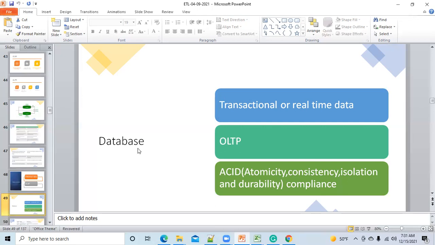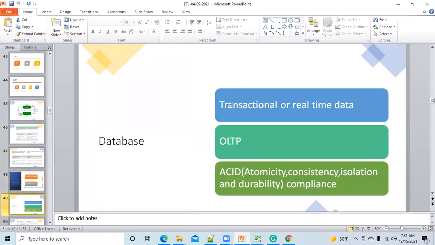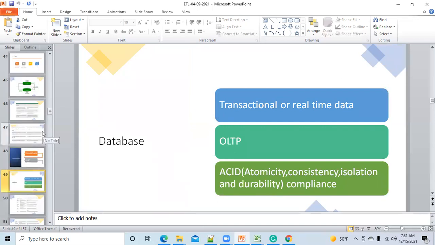So database, transactional, OLTP. Data warehouse, historical, OLAP. We have three keywords. Now tell me, my day-to-day activity data, where will I store it, in a database or data warehouse? Database. Okay, is that OLTP or OLAP? OLTP. Yeah, perfect.